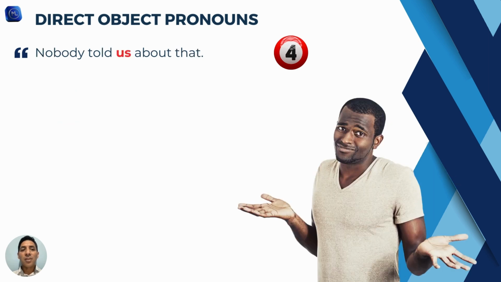How about this? Nobody told us about that. So the verb told in the past is decir, dijo. Dijo is the past form of decir. How would you say this? That would be nadie nos dijo sobre eso.